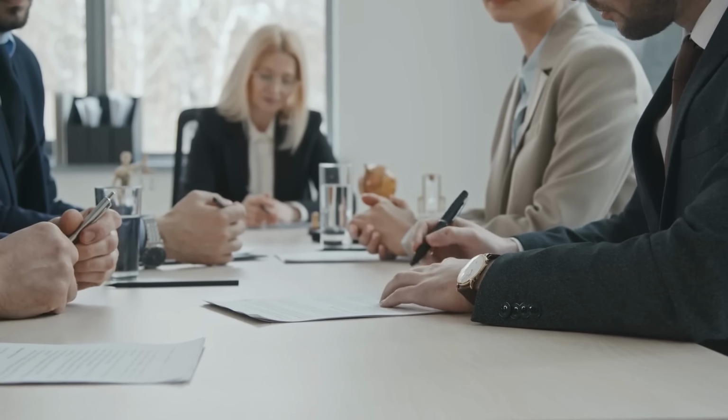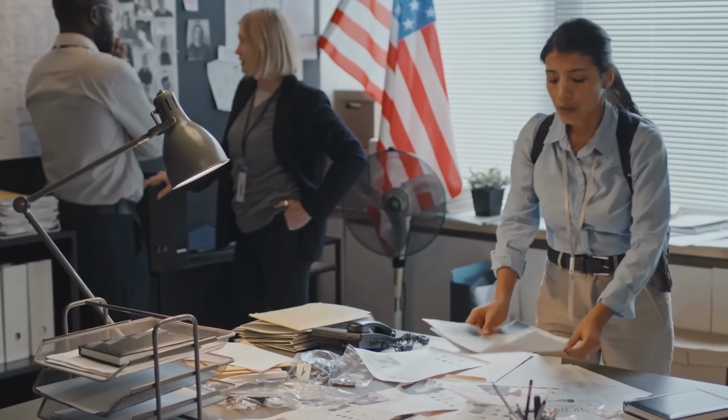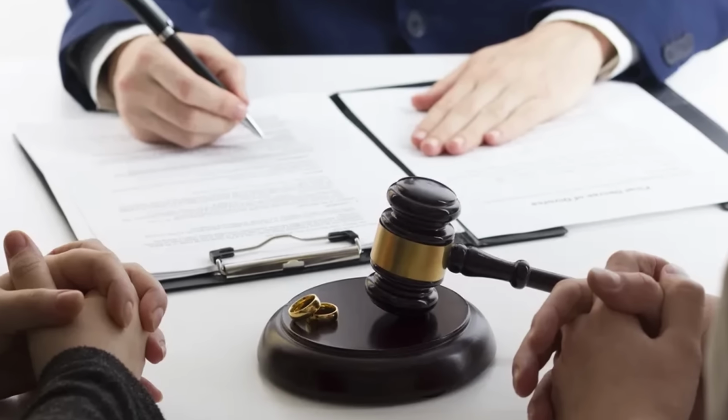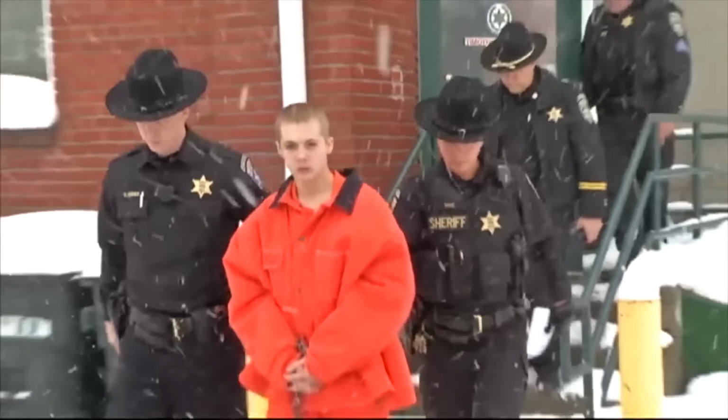In conclusion, indictments are a critical part of our legal system, and it's important to understand how they work and what your rights are if you are ever indicted for a crime. By knowing the basics of indictments, you can be better prepared to navigate the criminal justice system if you find yourself facing charges.